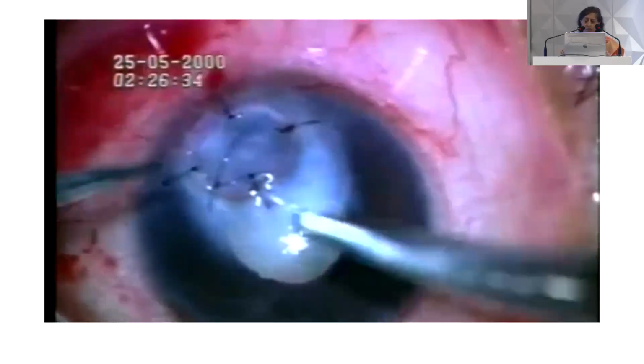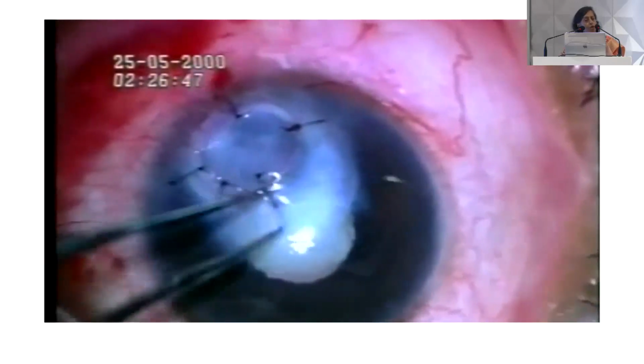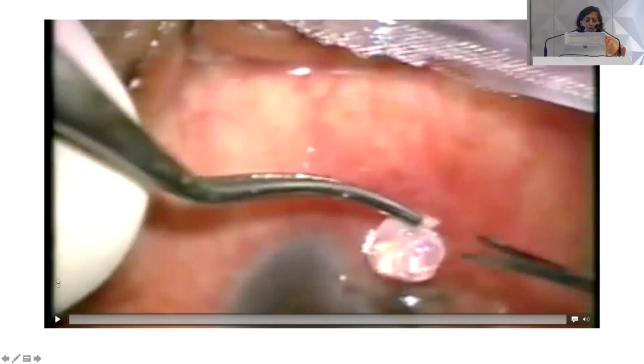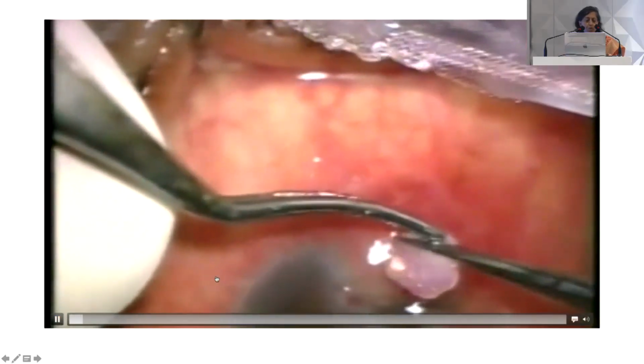That is the only purpose of showing this, that in such cases don't hesitate to just do a patch, just stabilize the eye and then proceed further. And one thing more is glue assisted patch can also be very useful.